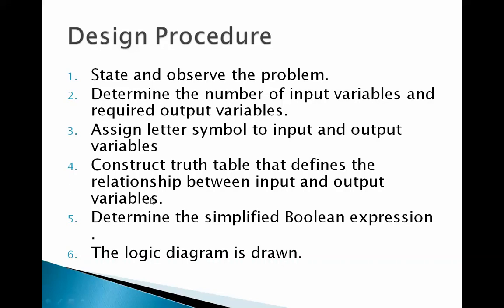So basically, in the second step we determine the input variables and the output variables. In the fourth step, we are actually trying to solve the problem which we stated in the first step. That means we are making a relationship between the input and the output variables in the form of a truth table. After defining the truth table, which will be based solely on the problem, in the fifth step we have to simplify the Boolean expression. Here we have to take care of how we can simplify the Boolean expression.